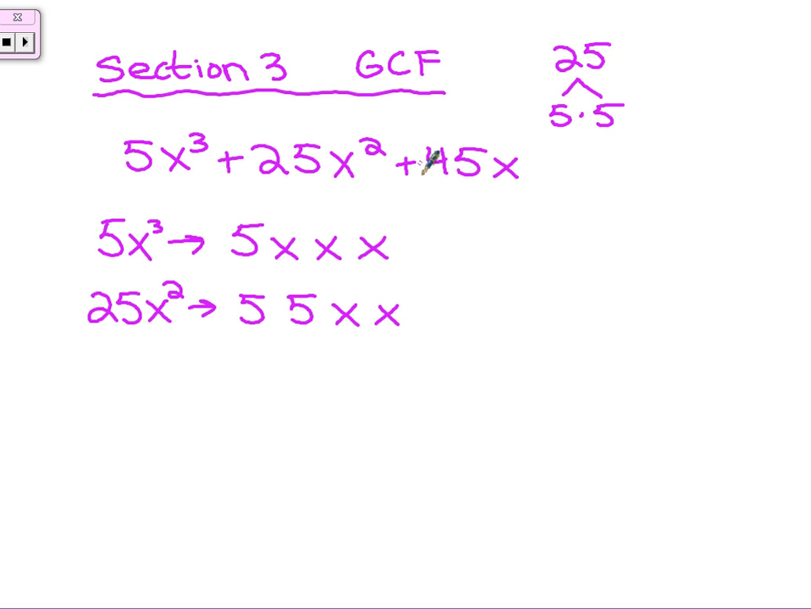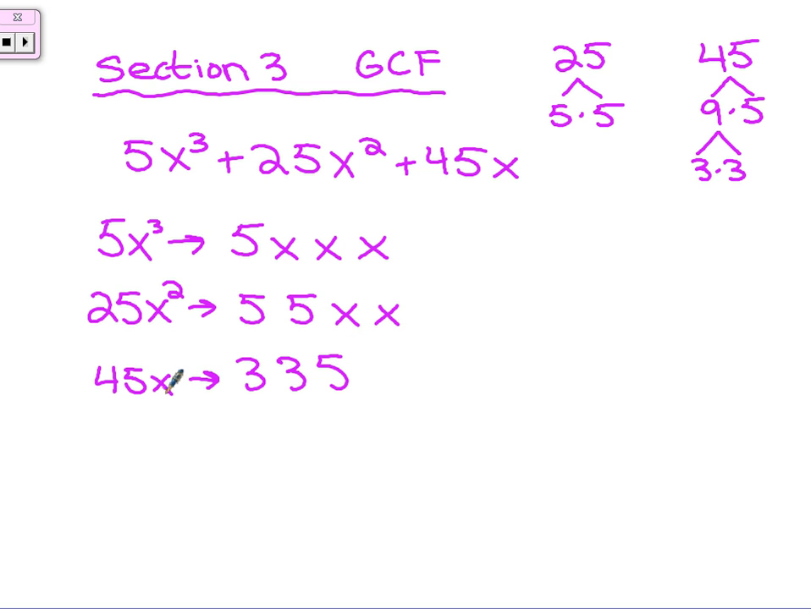Okay, and last but not least, we'll take care of that guy, 45x. Again, that's a big number, so I'm going to do it off to the side here. I could do 9 times 5. And then the 9 could get broken down even further. I could make that a 3 times 3. So for 45, I have 3, 3, and 5. 3, 3, 5, and then I have 1 x.